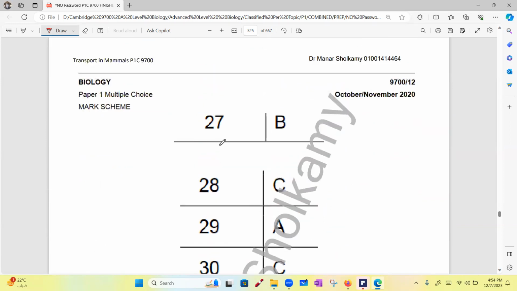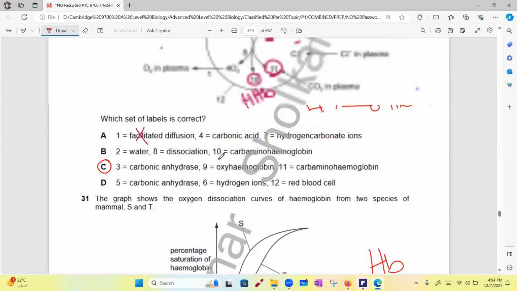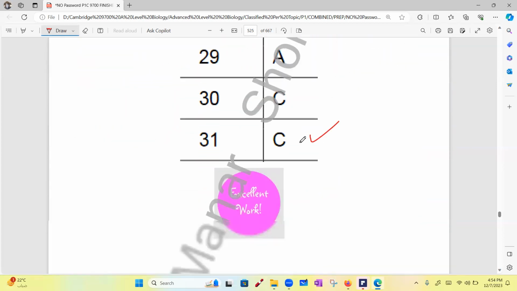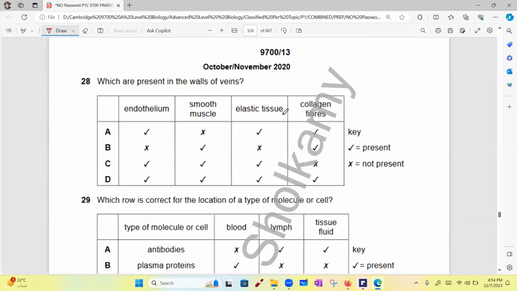Now, are all our answers correct? This horrible question, was it correct? Yes. It's 30. We said C is 30C. Let me see. Yes. Good. Very good.